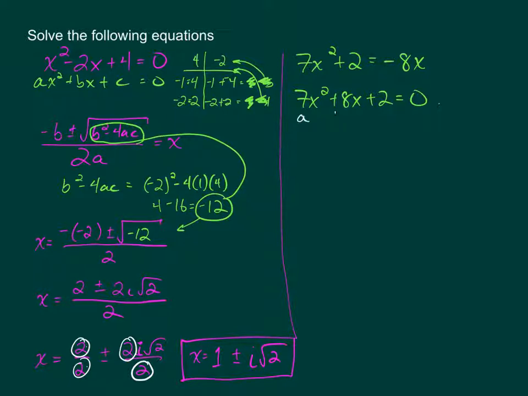So here's a, here's b, here's c. And again, it will be a, b, and c as long as you have everything in descending order. So x squared, that's the biggest exponent. X to the first power, that's the next biggest exponent. No x's, or technically x to the 0 power. So we have to have it in this order to find a, b, and c.